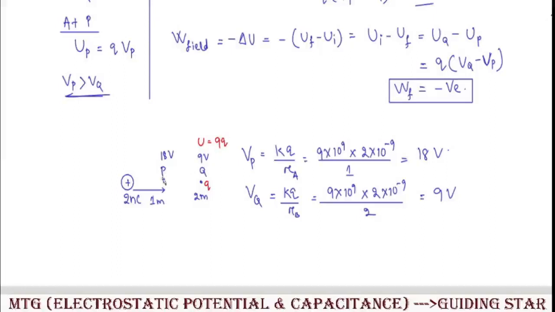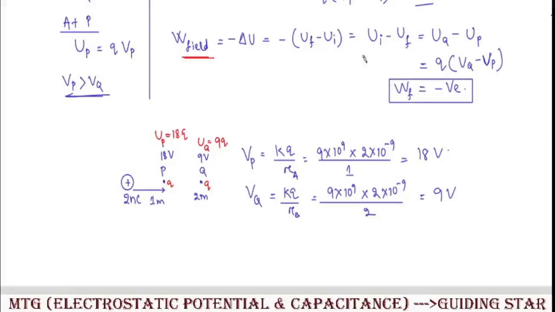9q. जब ये q चार्ज को हम पॉइंट p पे रखेंगे तो पोटेंशियल एनर्जी कितना होगा? It will be 18q because q into potential at that location, that will give us the potential energy. Clear? So potential energy at q is coming out to be 9q and potential energy at p is coming out to be 18q. So then work done by the field.